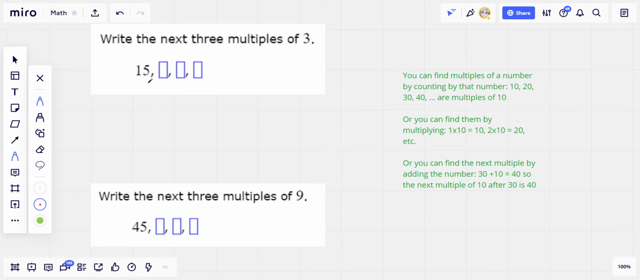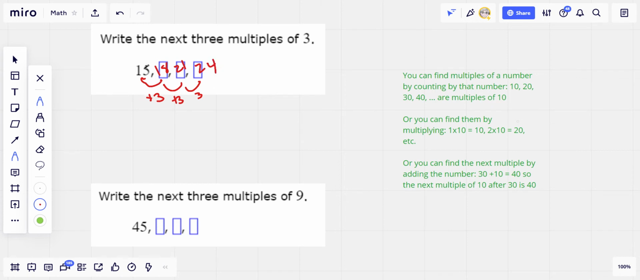In our case here for this problem, we've got to write the next 3 multiples starting with 15. And this is pretty easy to do because you can get the next multiple of any number just by adding that number in each step. So 15 plus 3, 18. 18 plus 3, 21. 21 plus 3, 24.